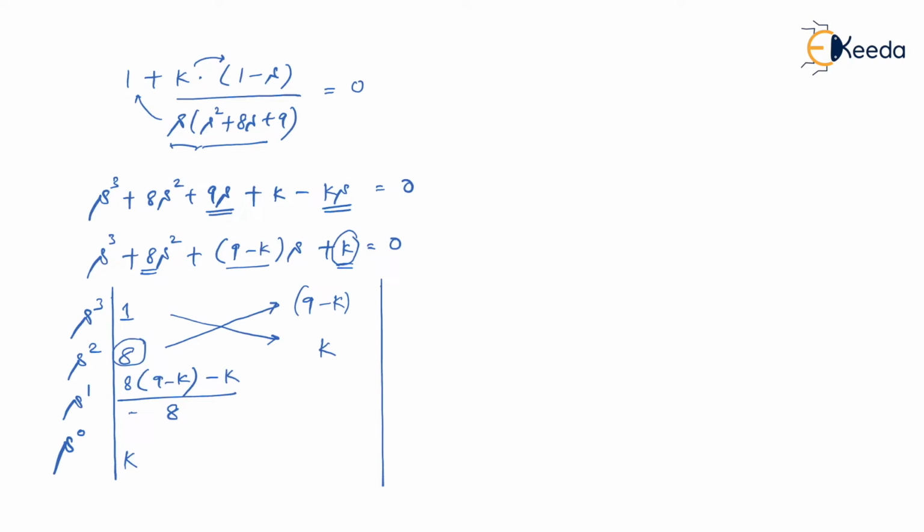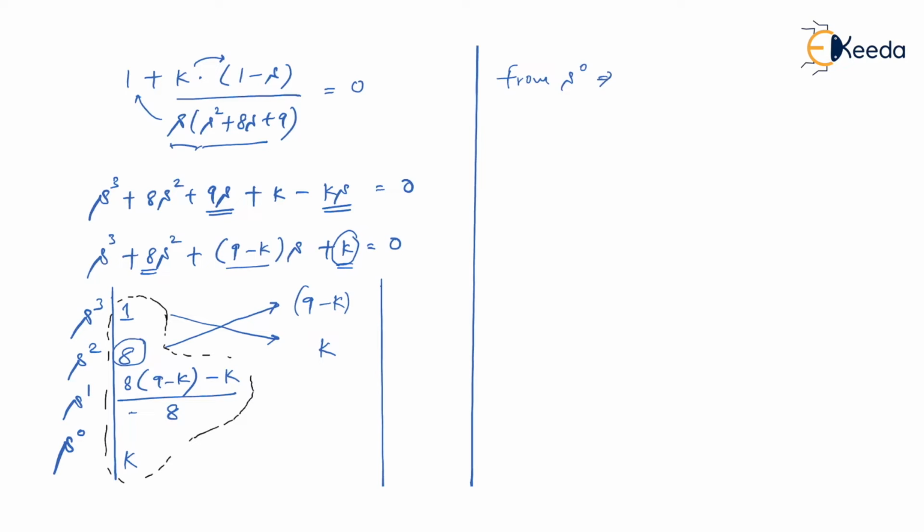You know that you have to find the range of values of k in such a way that it gives you a stable system. According to the Routh-Hurwitz criteria, all the elements in the first column of the Routh array should have the same sign. So looking at these elements, I can conclude that in order to have no sign change, all the elements must be positive. So from S0, I can conclude that k should be greater than 0. So let me write it. From S0, I can conclude that k must be greater than 0.